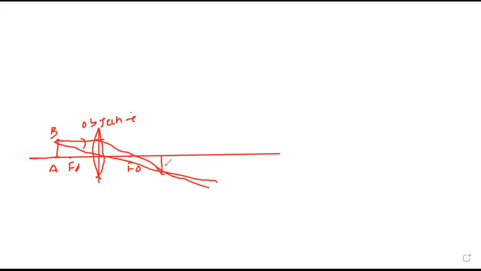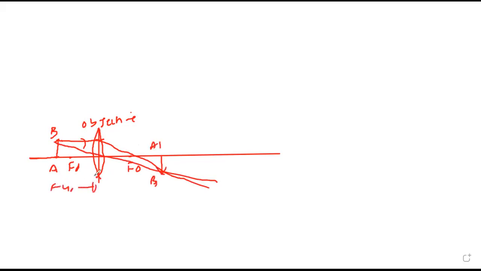Compound microscope consists of how many lenses? Two lenses. One is the objective and the other is the eyepiece. The objective is close to the object. The object is placed at a point slightly away from focus F0, and we get a magnified real image A1B1.